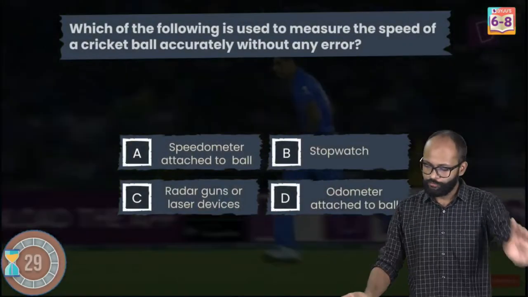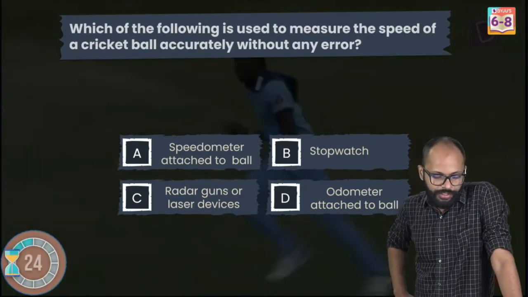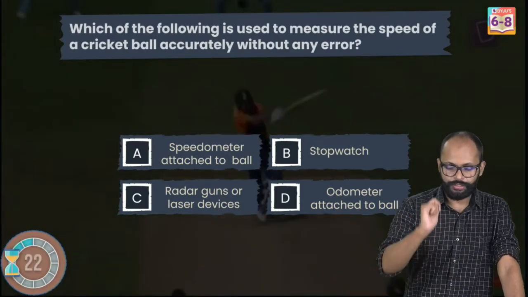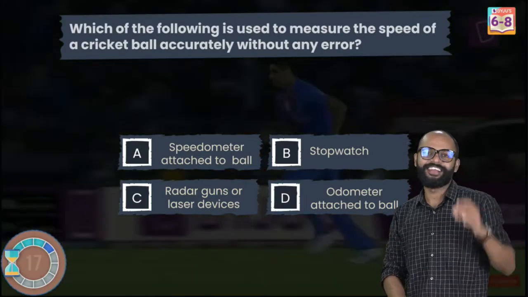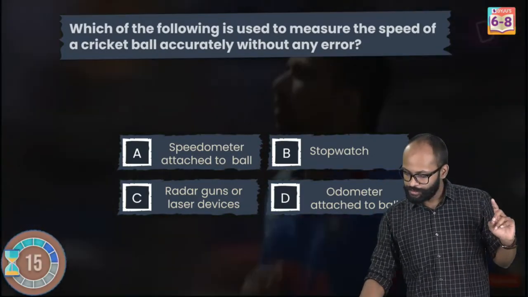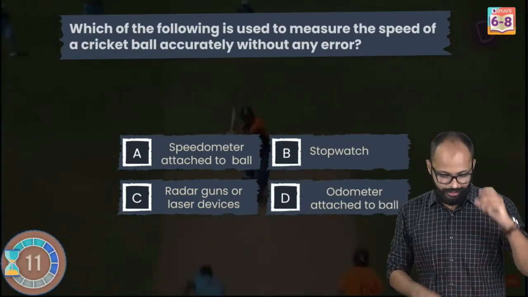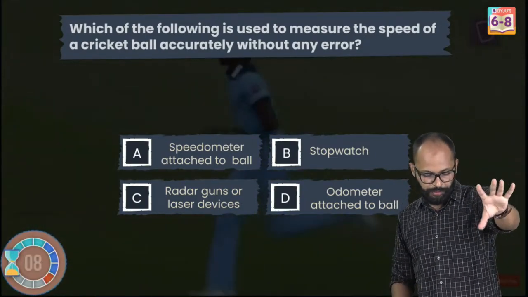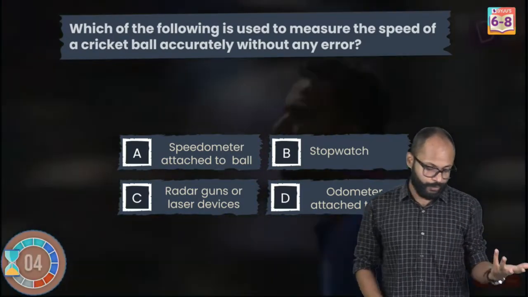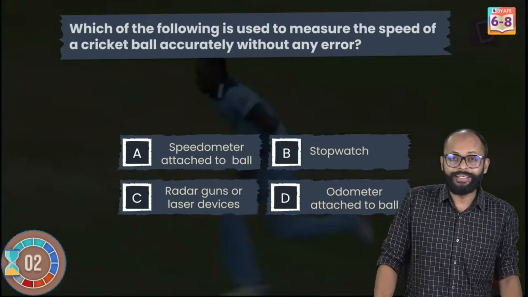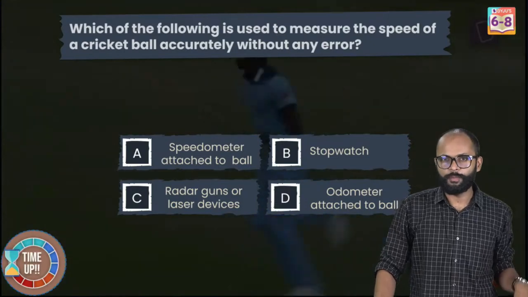Chalo. Question. Four options. A, B, C, D, bacho. Which of the following is used to measure the speed of a cricket ball accurately without any error? Dhyan se. Four options in the poll. Option A is speedometer attached to ball. Option B is stopwatch. Option C is radar gun or laser devices. Option D is odometer attached to the ball.